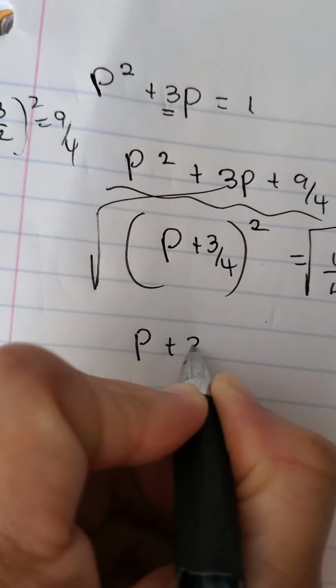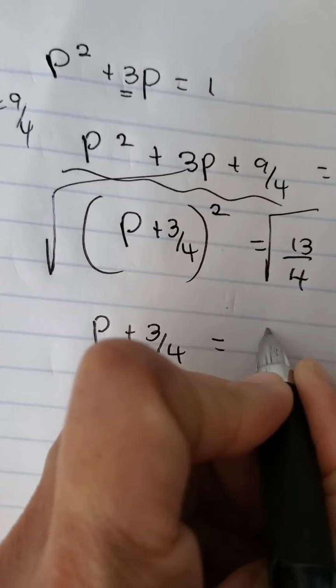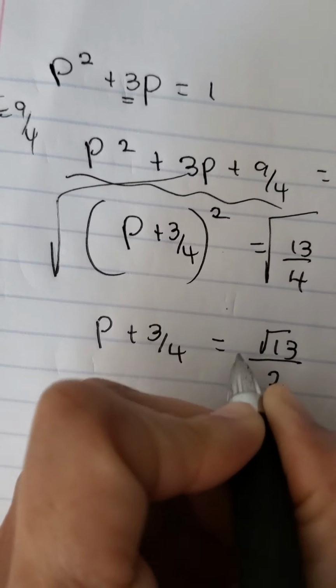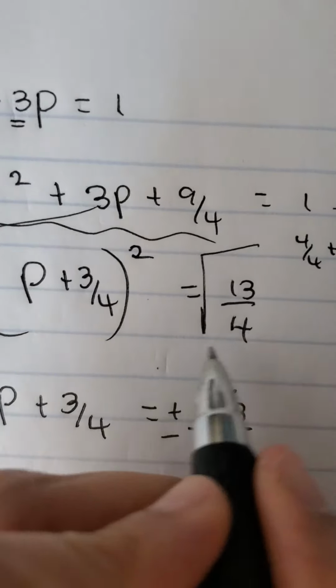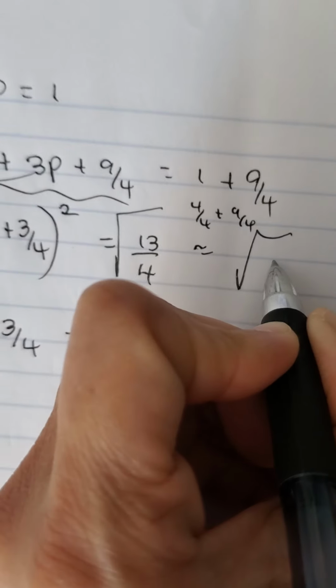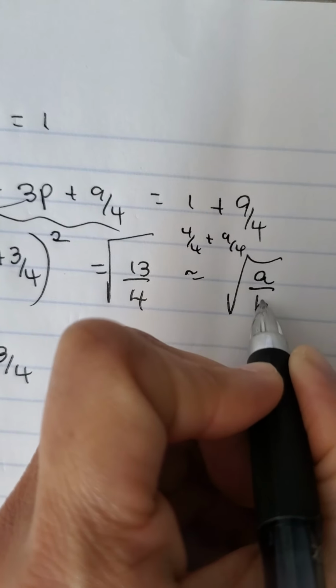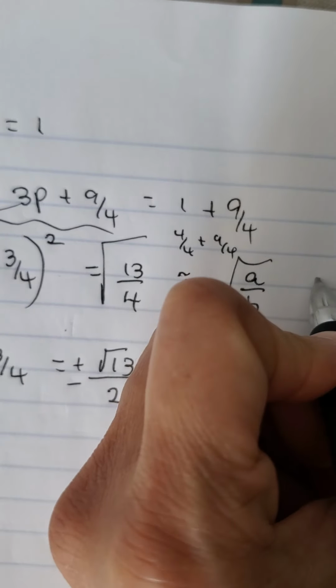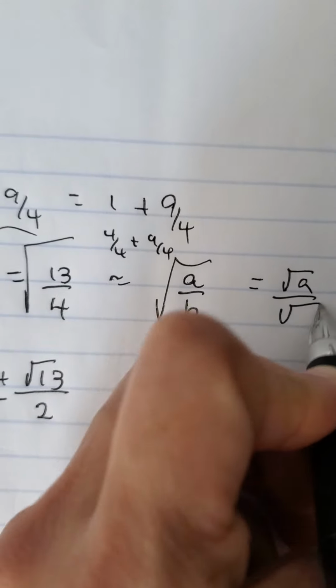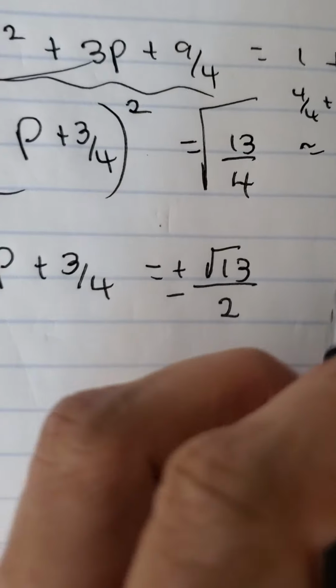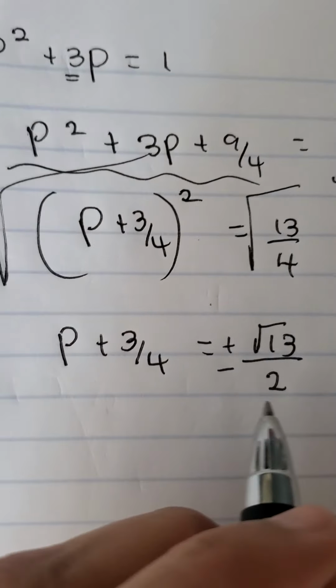So now I'm going to use taking the square root of both sides to solve. So I have p plus 3/4 equal to the root 13 over 2, right? Because I can find the square root. Remember, the rules of root says that if you have the square root of a over b, it is the same as saying the square root of a over the square root of b. So I was able to find the square root of 4 to get exact numbers.